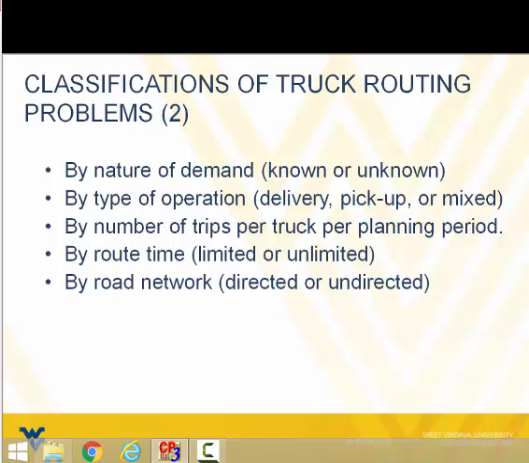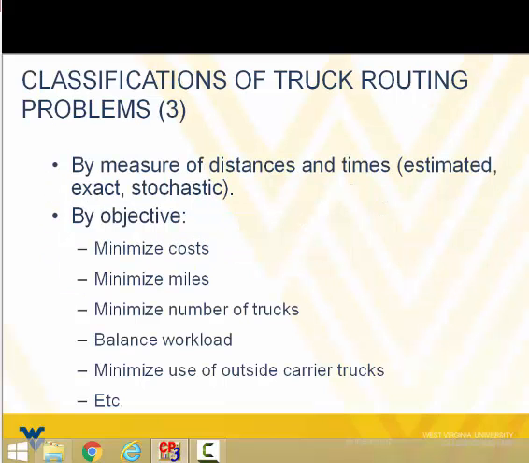You can have multiple classifications. So for example, you can have known demand and a directed network with a limited route time. So you can have multiple objectives if you want to call it that: minimizing costs, minimizing miles, number of trucks. Again, it depends upon how you construct the problem. Like I said, this is just a laundry list of the different objectives and classifications. All of them are pretty self-explanatory at this point.